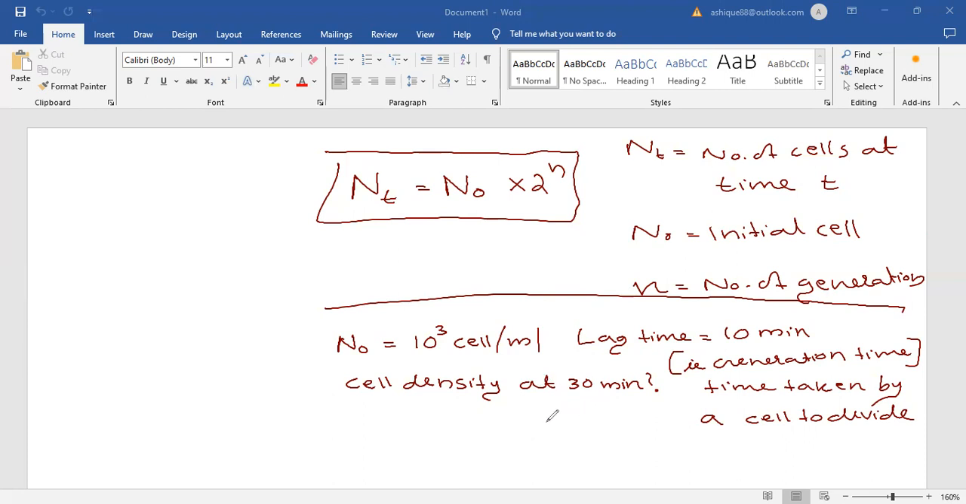If I am asking, what will be the value of n here? N is the number of generations, right? Whether it is 1, 2, or 3. What will be the n here? The value of n, 1 or 2 or 3. Come on. N is the number of generations.